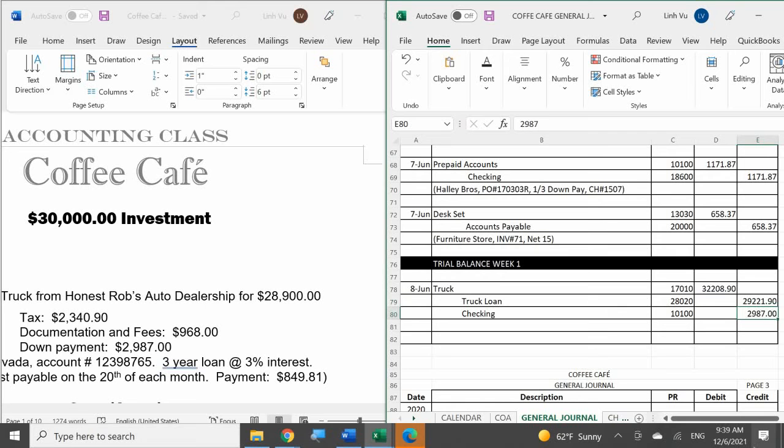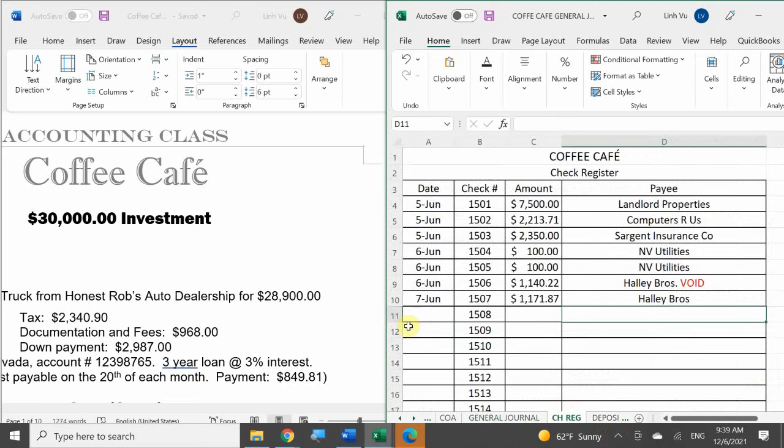Okay? So now that I have all the information I need, let's go ahead and cut the check, because we obviously paid at the time. So let's go to our check register. Okay. It is the 8th. And I paid $2,987. And who did I make this payment to? To Honest Rob's auto dealership. Correct.